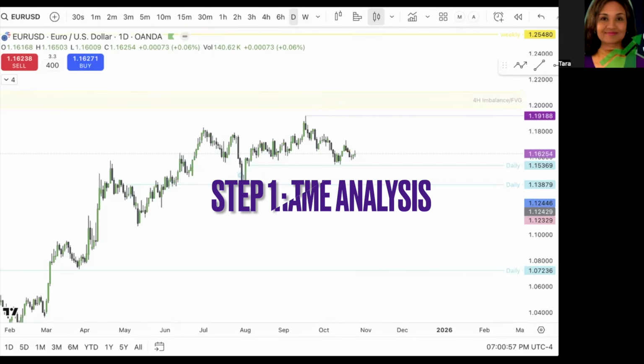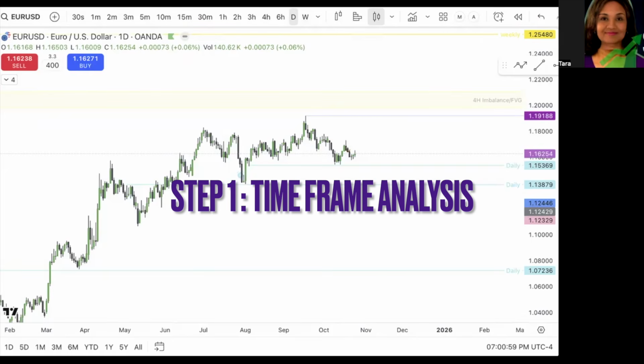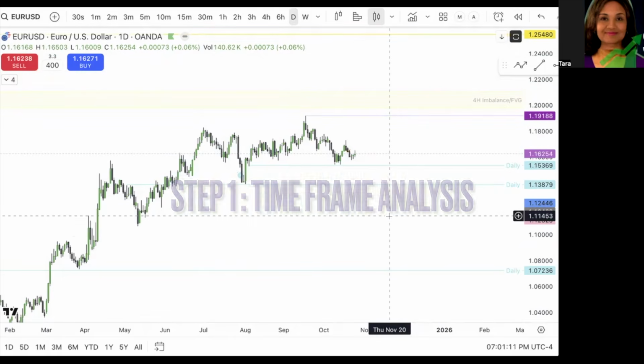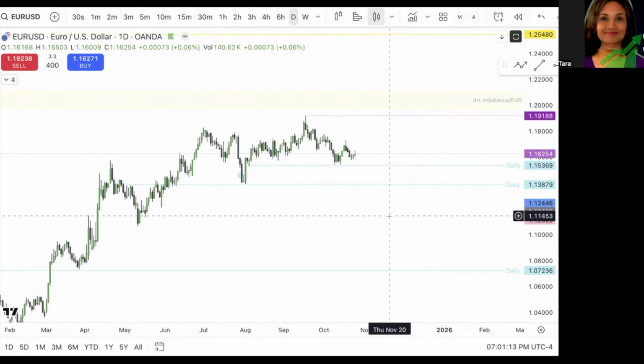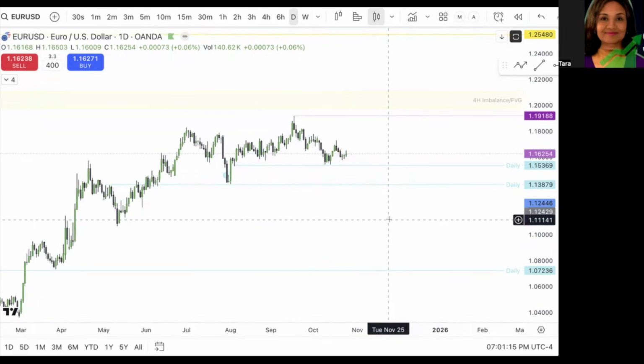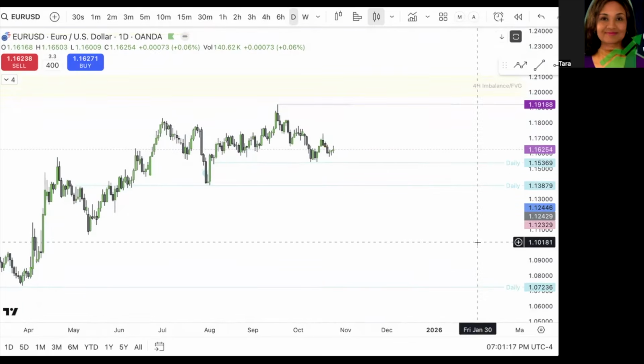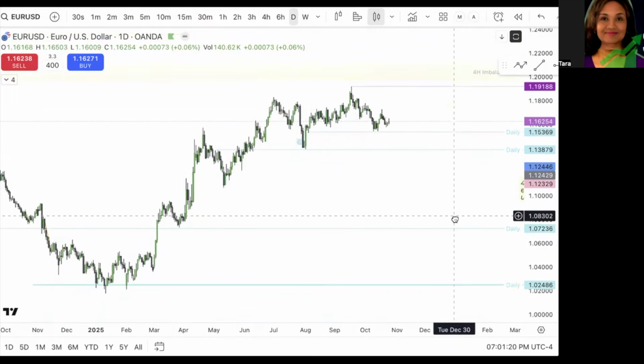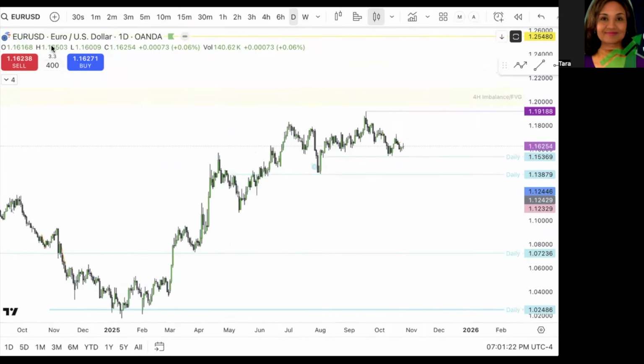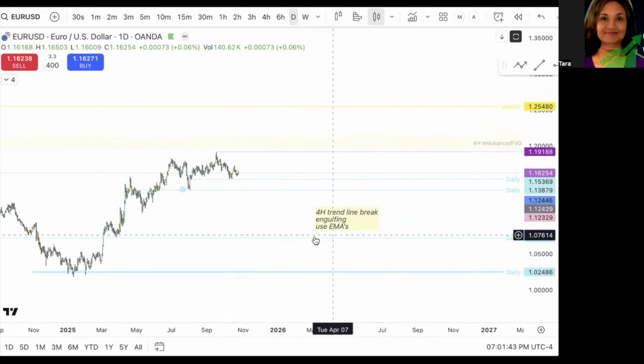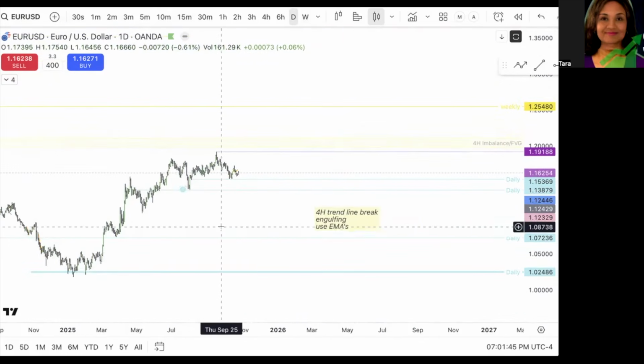Okay, and so the first step in an A+ setup is looking at the larger time frame analysis. So it's really important to zoom out and look at your daily time frame to see what's going on. What does the market look like? Does it look choppy, or does it look like it's moving pretty smoothly? So you can determine that by looking at the daily time frame. And we can see from this chart on EUR/USD that our daily time frame is showing us that we are in an uptrend by looking at this leg of price action.